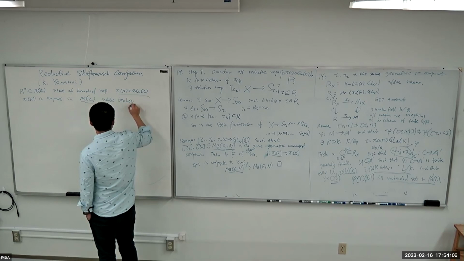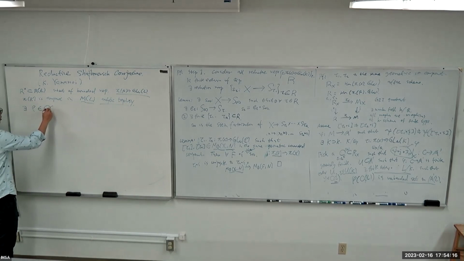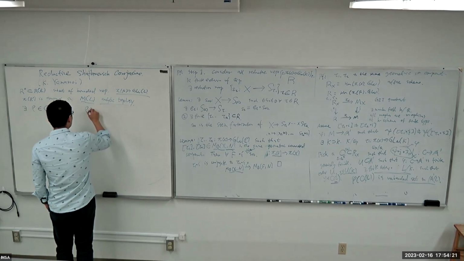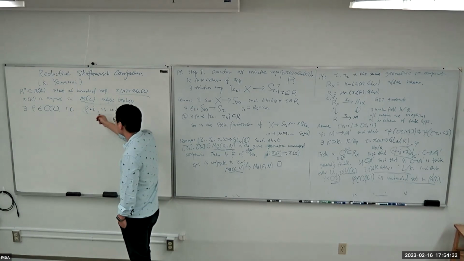In non-abelian topology, this is a compact set. Therefore there exists a point, which I denote ρ in CL, such that ρ composed with ι is unbounded. Okay, we find some unbounded representation. Find some representation here, but when you restrict it to the fiber, it's unbounded.